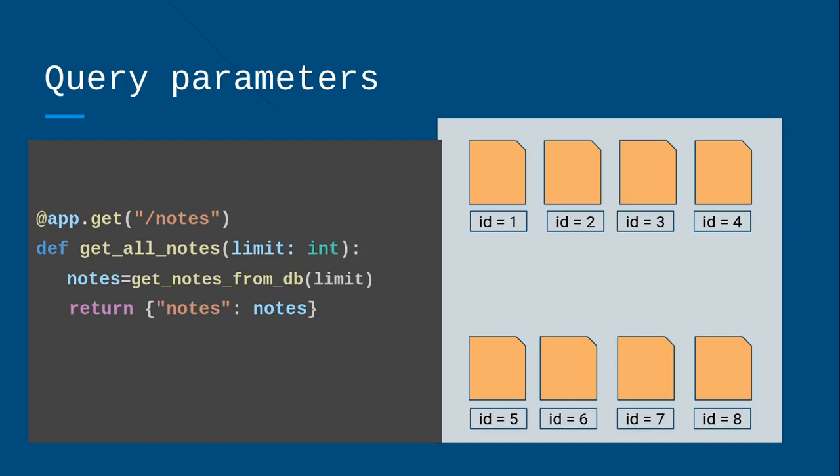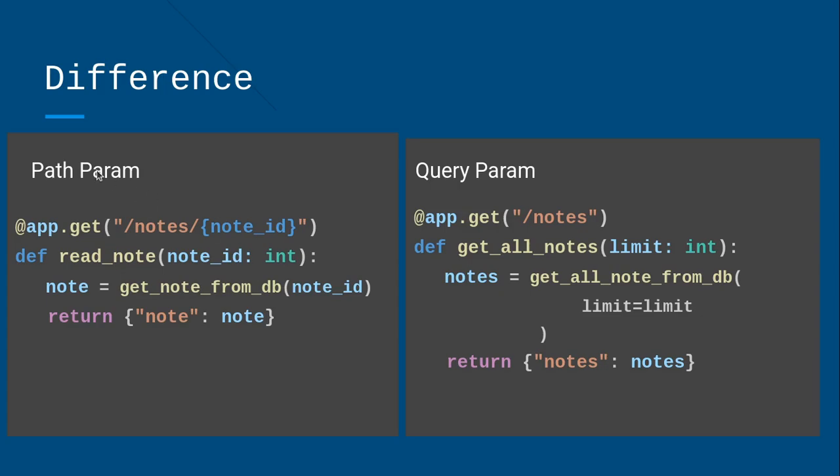Now the question arises, what is the difference between a path parameter and a query parameter? Both of them are coming as an argument to a function. How does FastAPI know which is a query parameter and which is a path parameter? For that, let's take a look at this code. Notice here we have the variable node ID in this particular decorator, but when it comes to limit, it is not in here. So FastAPI knows if an argument is not in this particular decorator, it's a query parameter, and if it is in this particular decorator, then it is a path parameter.